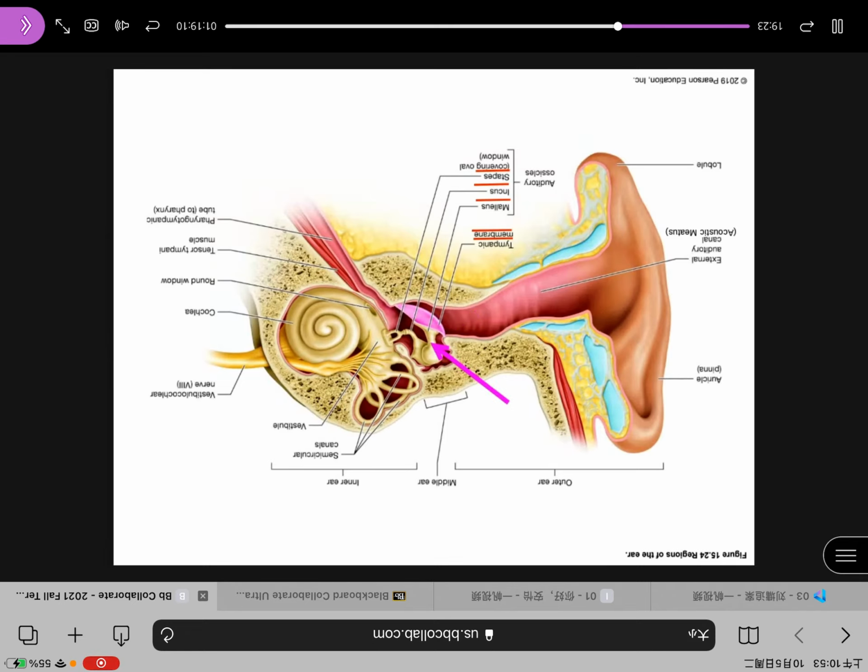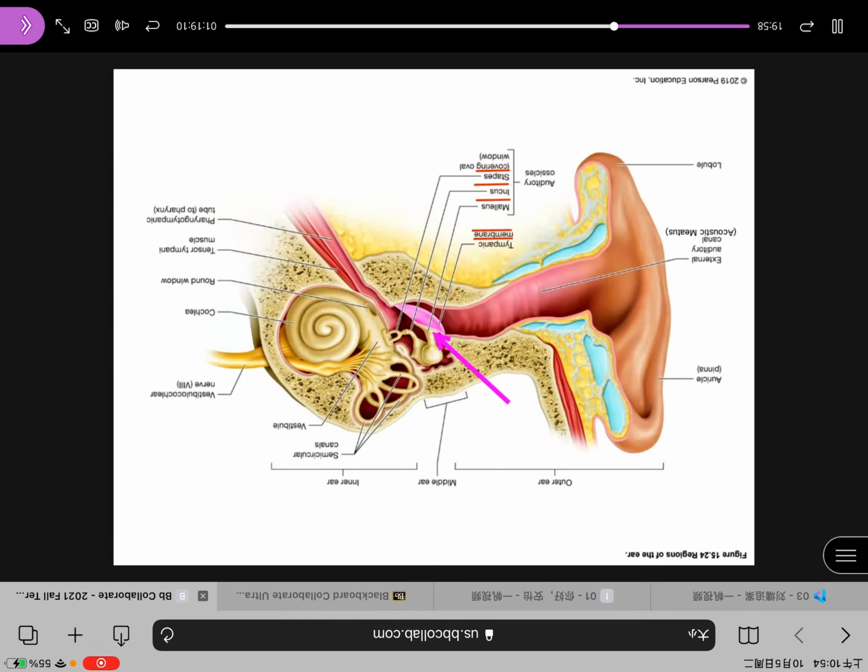Okay, you see my malleus? I'm pointing at the stem of the malleus. You see that the malleus is attached to the inner surface of the tympanic membrane. So when the tympanic membrane vibrates with sound waves, it causes the malleus to shake and vibrate as well, because it's attached to the inner surface. Okay, so that's something I wanted to share with you.